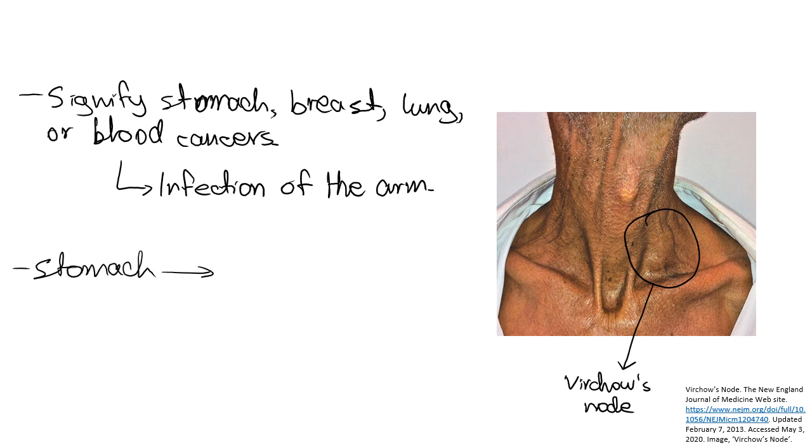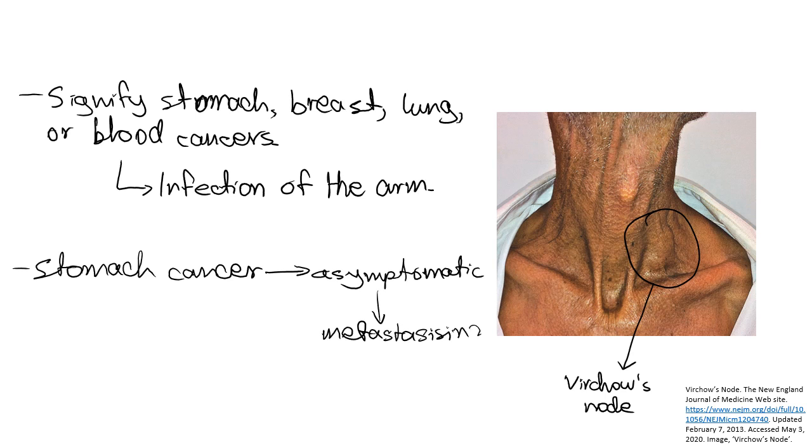So if we look at stomach cancers, stomach cancer is asymptomatic when it is metastasizing, and when it is metastasizing, these cells usually metastasize to the Virchow's node. So even though the patient may not experience any stomach pain or stomach manifestations due to the cancer, the clinician can adequately and early identify the presence of that enlarged node to get ahead of the cancer and probably start treatment before it gets serious.